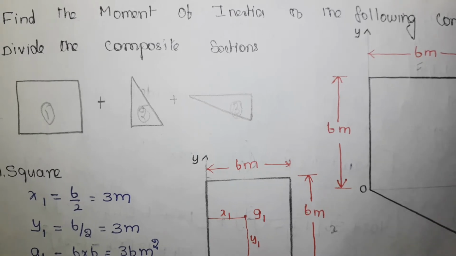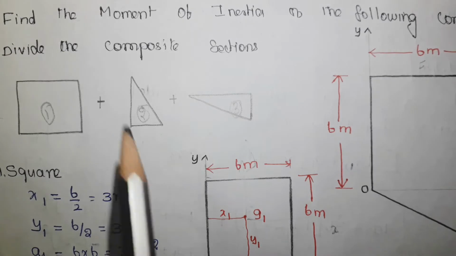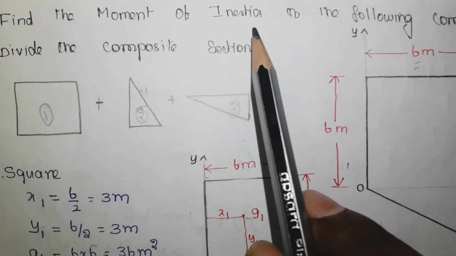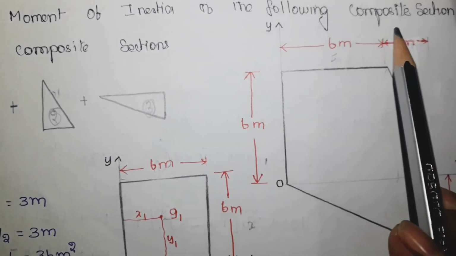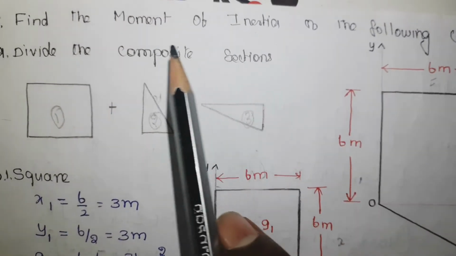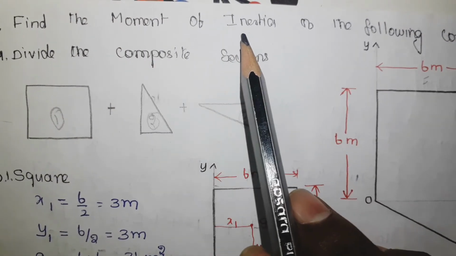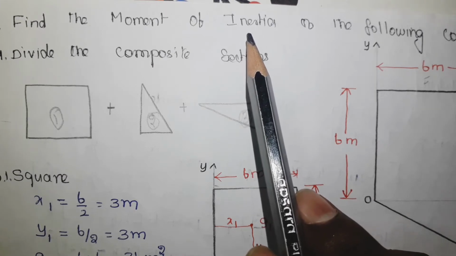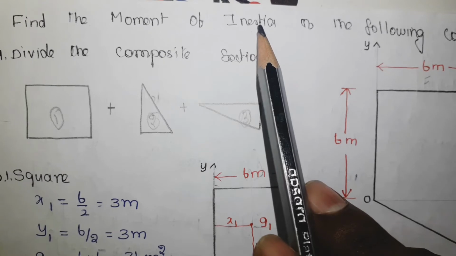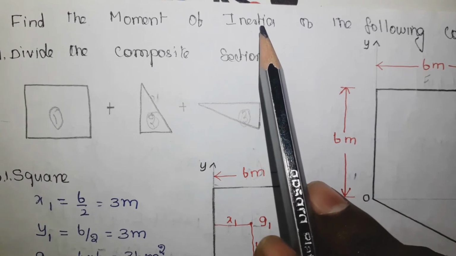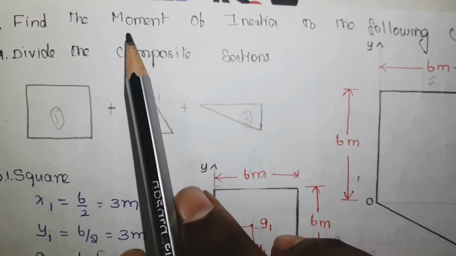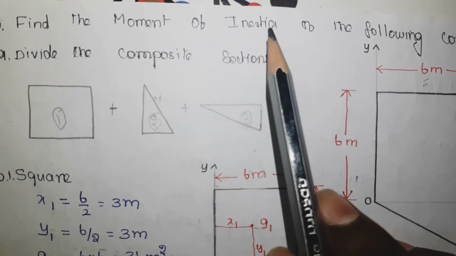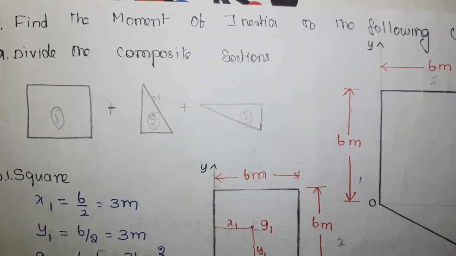In this video, we are going to see the moment of inertia of a composite section. Now, let us go to the problem. Find the moment of inertia of the following composite section. In this problem, they have mentioned only the moment of inertia. So, if it is a simple moment of inertia, by default, it is the moment of inertia with respect to centroidal axis. So here we have to find the moment of inertia with respect to centroidal axis only.